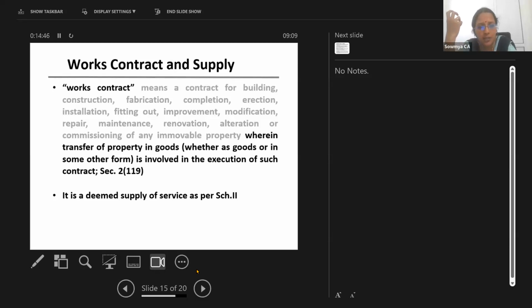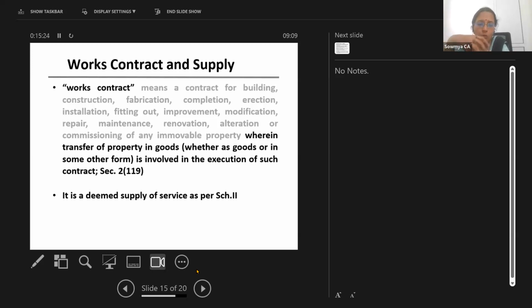So the definition is given in 2 subclause 119. Means contract for building, construction, fabrication, erection, installation, fitting out, improvement, modification, repair, maintenance, renovation, alteration of any immovable property. So the important concept is it has to be an immovable property. There has to be a transfer of property in goods, whether as goods or in some other form, involved in the execution of the contract. So these are the two important aspects of works contract, where there is an immovable property and there is also a transfer of property in goods in this transaction.